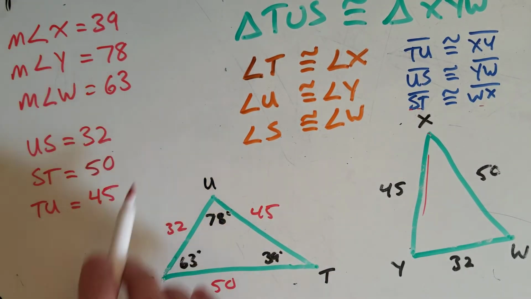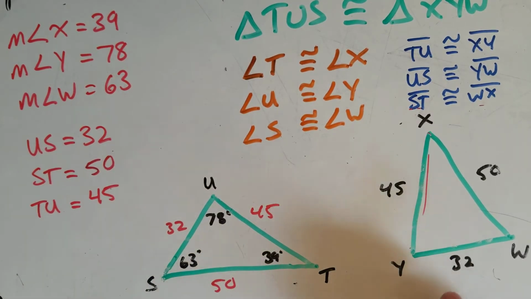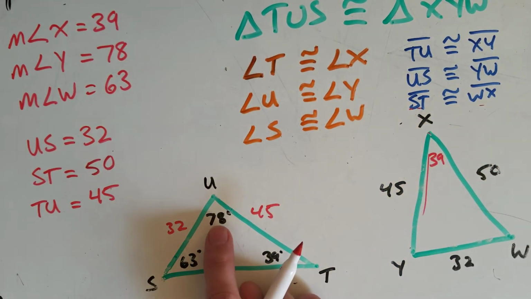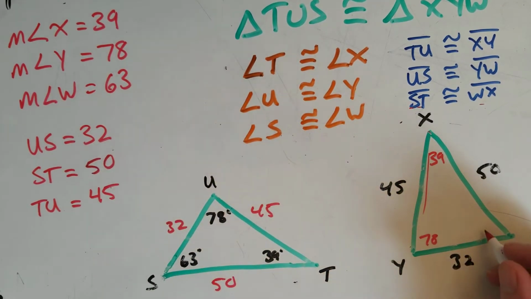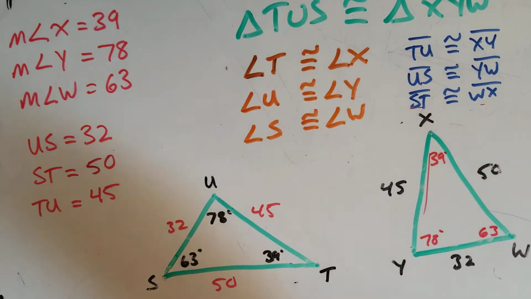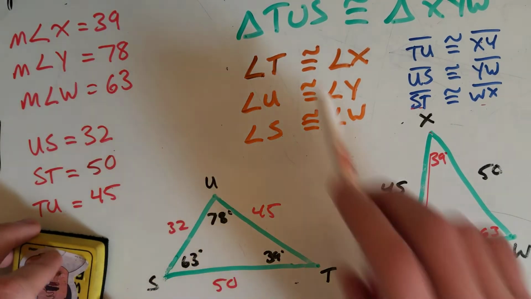And just like that, you found all the missing measurements. If you want to fill in the angles over here, you could do that too. We said T went with X, so this would be 39. U went with Y, so this would be 78. And W would be the 63 over here, and those were all in degrees. So that's what you can do to find missing angle and side measurements based on the congruent statement that's given to you.